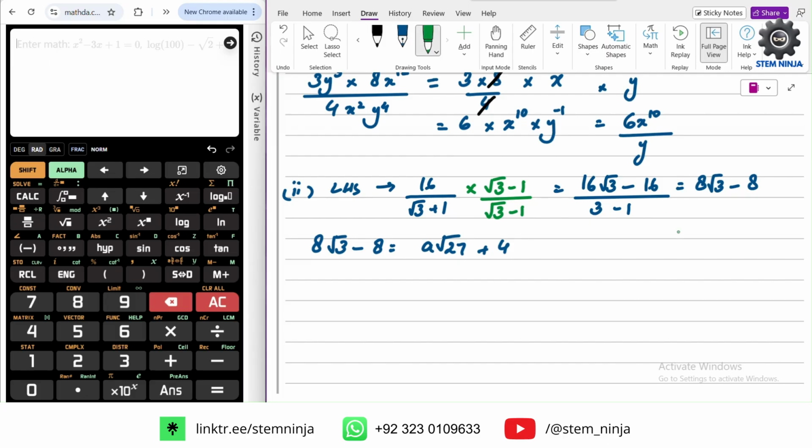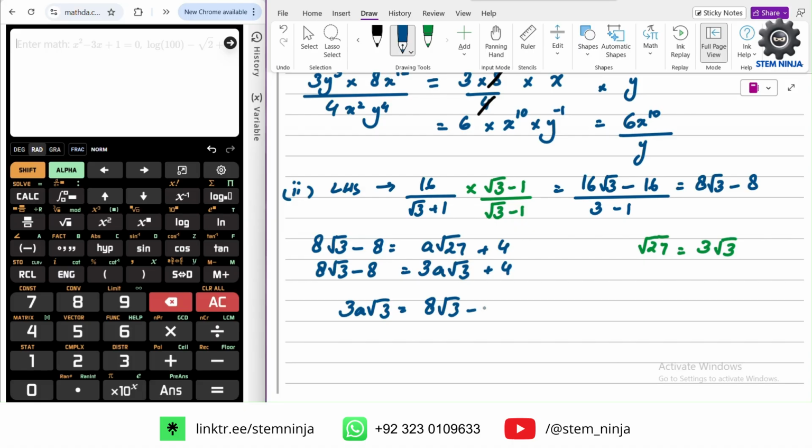Now one thing you know is that root 27, since 27 is 3 cubed, can be written as 3 root 3. Since we need it in the simplified root 3 form, we have to do that. So this would become 3a root 3 plus 4. Now we need to rearrange and make a the subject. So first 4 goes on the other side: 3a root 3 equals 8 root 3 minus 8 minus 4, that becomes minus 12.